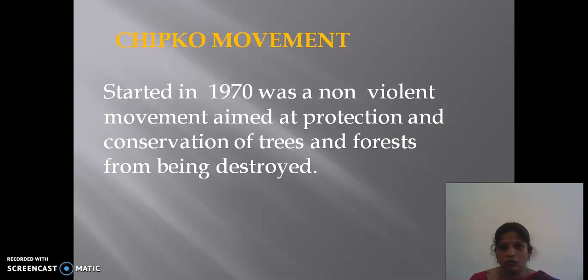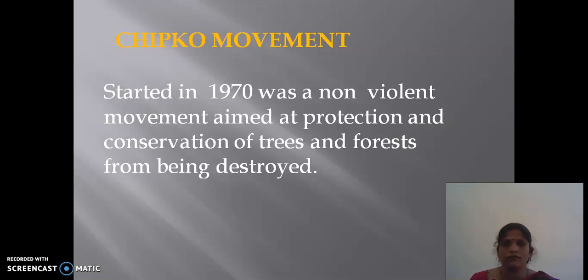For example, the Chipko movement. This movement started in 1970 and was a non-violent movement aimed at protection and conservation of trees and forests from being destroyed. In this Chipko movement, how did the people protect the forest? At that time it started in the Himachal Pradesh Tarai forest. All the men went out of the village for their earning. That time, the government went with huge machinery to cut the trees.